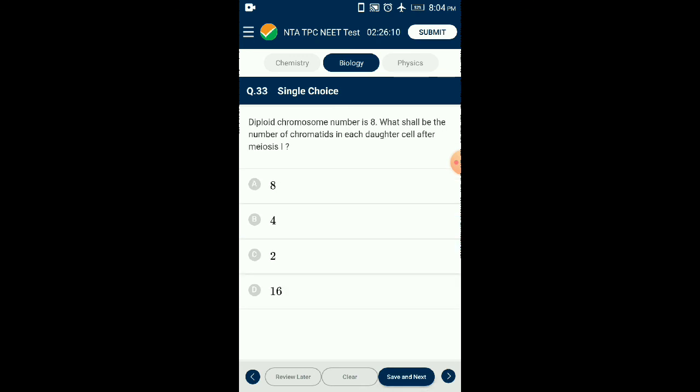Question number 33. Diploid chromosome number is 8. What shall be the number of chromatids in each daughter cell after meiosis 1? Meiosis 1 is otherwise called reduction division. In the anaphase 1 of meiosis 1, homologous chromosomes are divided into 2 and move towards different poles. Each pole gets only one set of chromosomes. Hence, if there are 8 chromosomes in the diploid mother cell, daughter cells will have only 4 chromosomes at the end of meiosis 1. Each chromosome is a dyad of 2 chromatids. It means daughter cells will have 8 chromatids. So the answer is option A, 8.